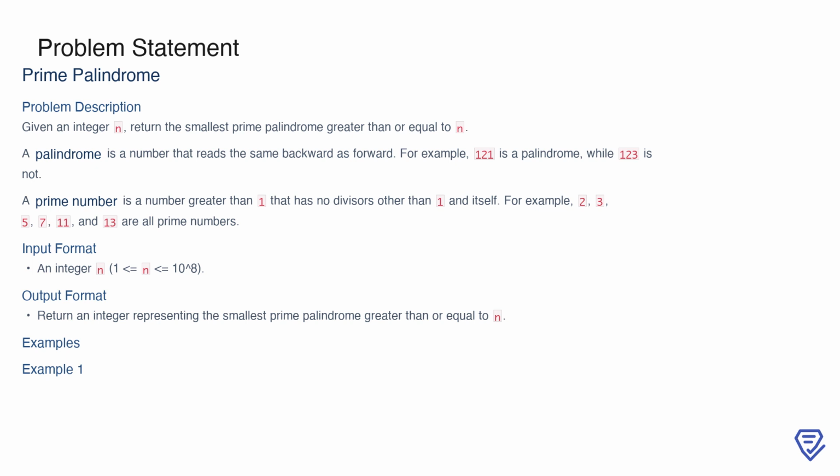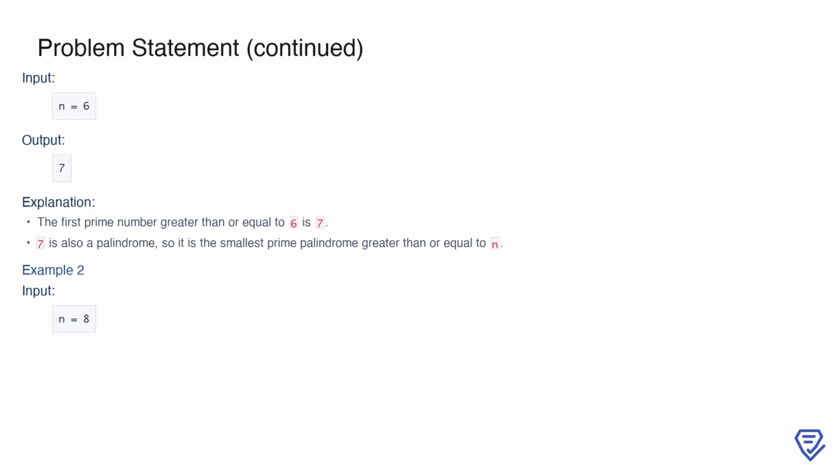The input to our function will be an integer n, where n lies between 1 and 10^8. Our output will be the smallest number that satisfies both conditions. It must be a palindrome and a prime, and it must be at least as large as n. Let's look at an example to clarify.